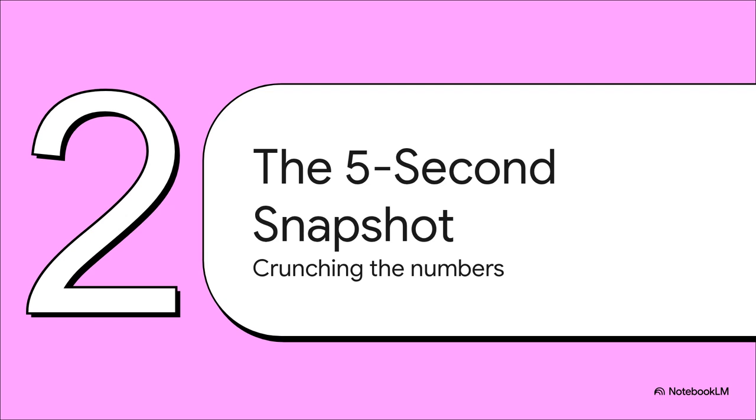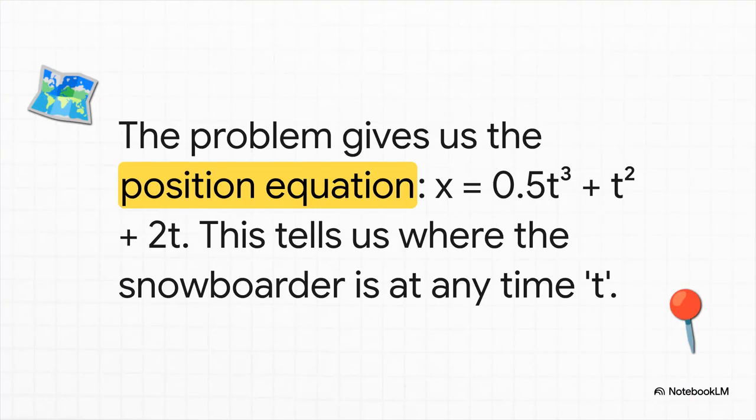All right, enough theory. With that down, it is time for the main event. Let's actually calculate what is happening to our snowboarder at that 5-second mark. Step 1: Position. Now this is the easy part, really, because the problem already gave us the equation for x, which is the snowboarder's displacement. This formula is our crystal ball. It can tell us their exact location on the slope at any given time t.